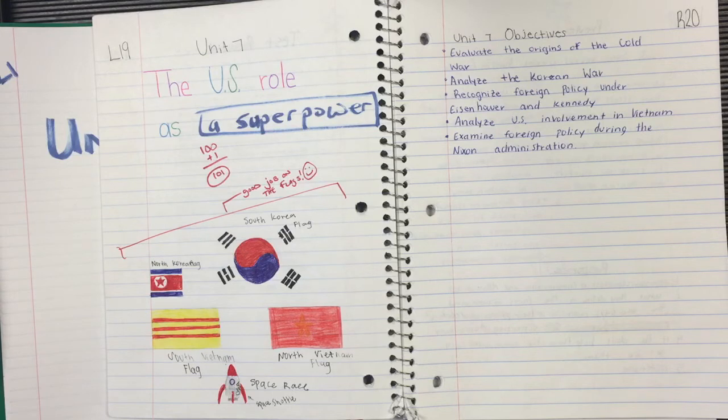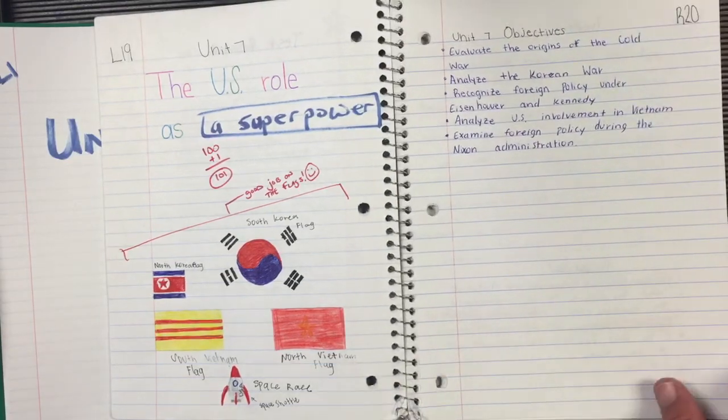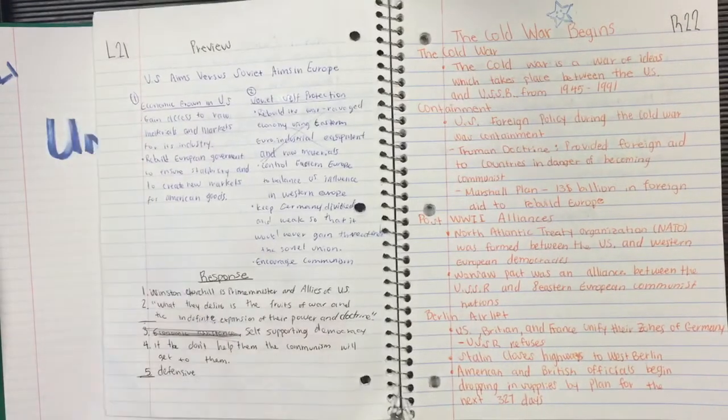So every unit will start off with a title page and an objective page. So the title page, you're going to end up drawing 5 symbols at the end of the unit to represent that unit. And then on the objectives page, we're basically setting up the goals for what we want to learn in the upcoming unit. But most days will not look like this. They will actually look more like this.